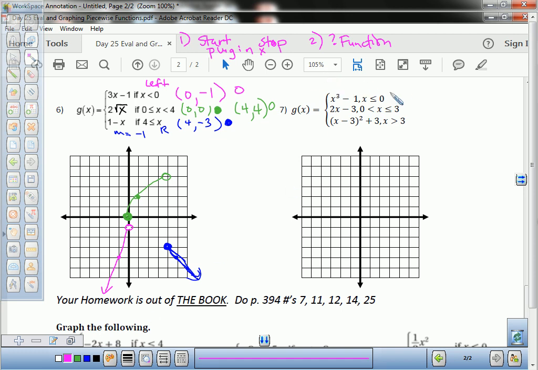The first one is a cubic. And if I plug in the 0, I get out -1. It's going to be a closed circle at 0, -1. Now there's my start. I don't have a stop.